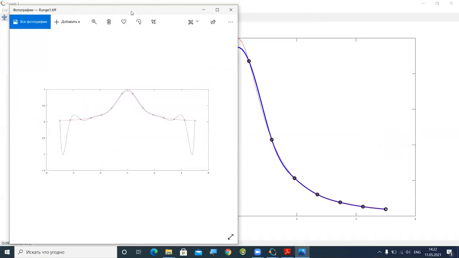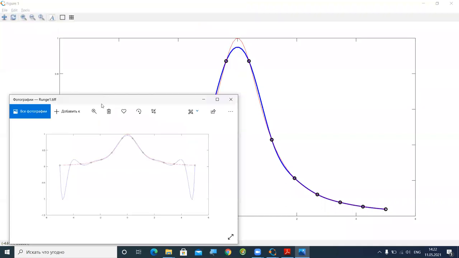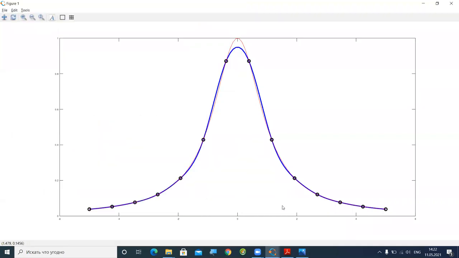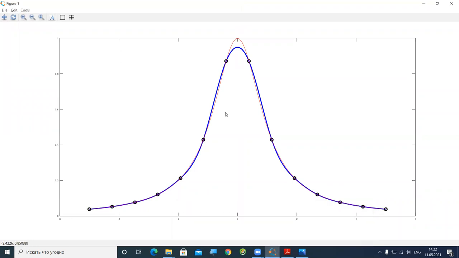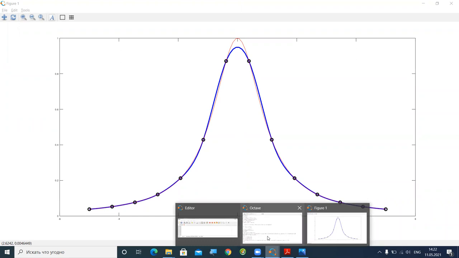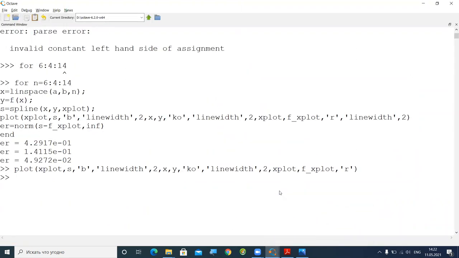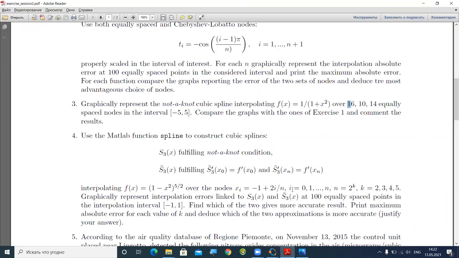Any other questions? Is it clear now how it works with splines? So they cover our graph. Approximately, of course, here. Almost cover. And here we can see the values of errors. In this exercise also, we need to find these errors.